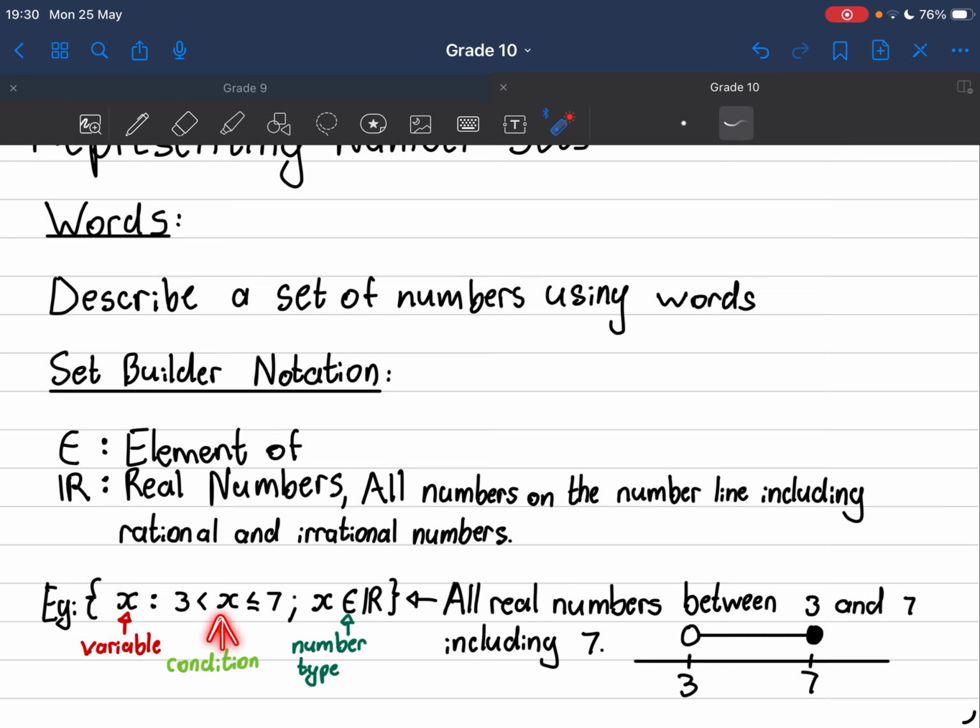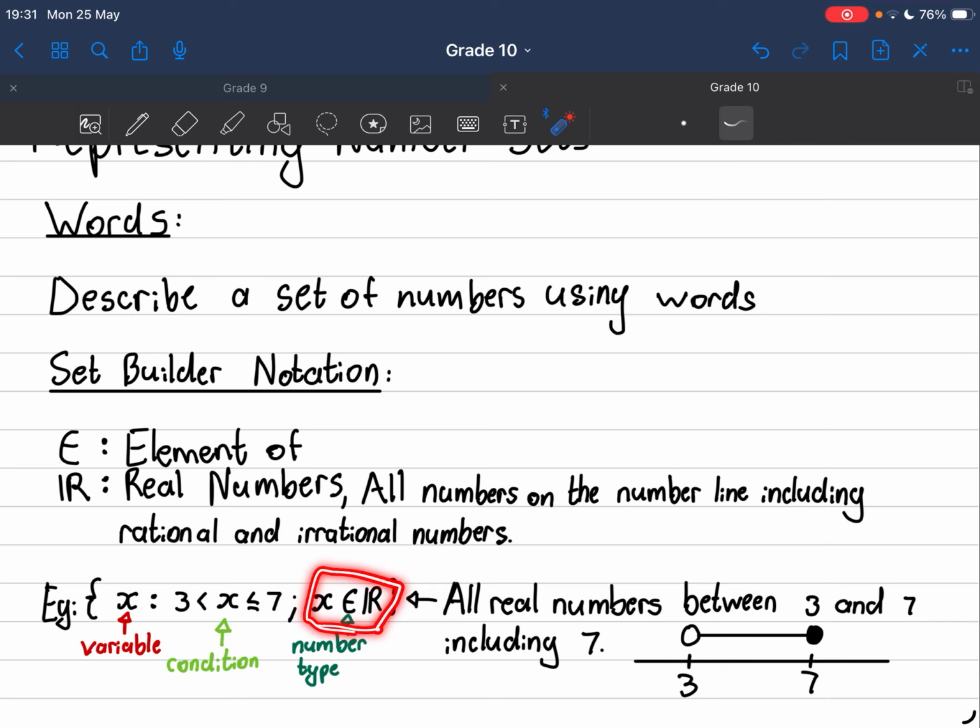Then you put the condition, which is how we're describing the numbers. If you want to say all the numbers between 3 and 7, you'll put a 3 and a 7, x in the middle, and this condition. Now this condition means that x is in between 3 and 7. Because this is not an equals to, it means not including 3. And because this is equals to, it means including 7. So not including 3 and including 7, all the numbers between 3 and 7. That's the set of numbers we're talking about.